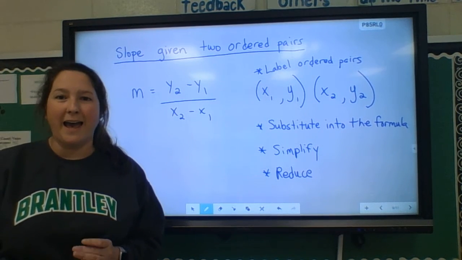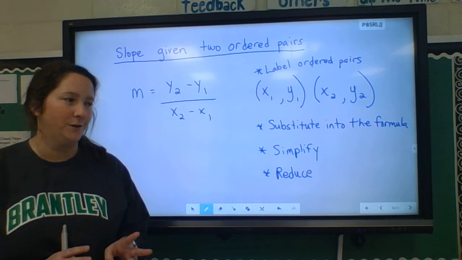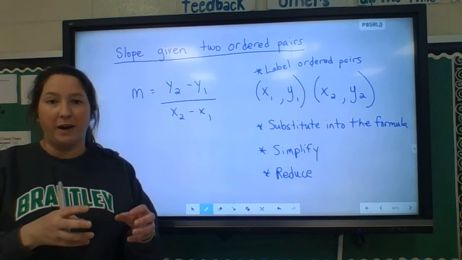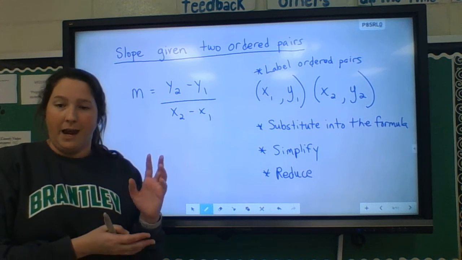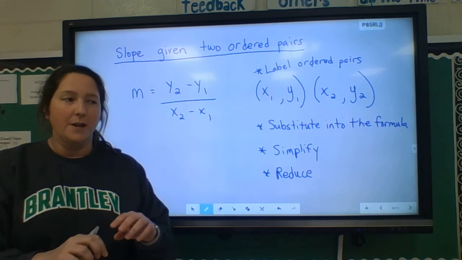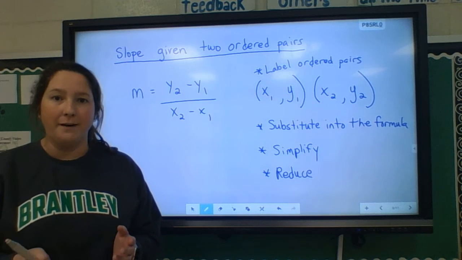Hi, welcome back. This is slope given two ordered pairs. In the event that we don't have a picture of a graph and all we're given is two ordered pairs, we can still find the slope. You don't have to graph everything.